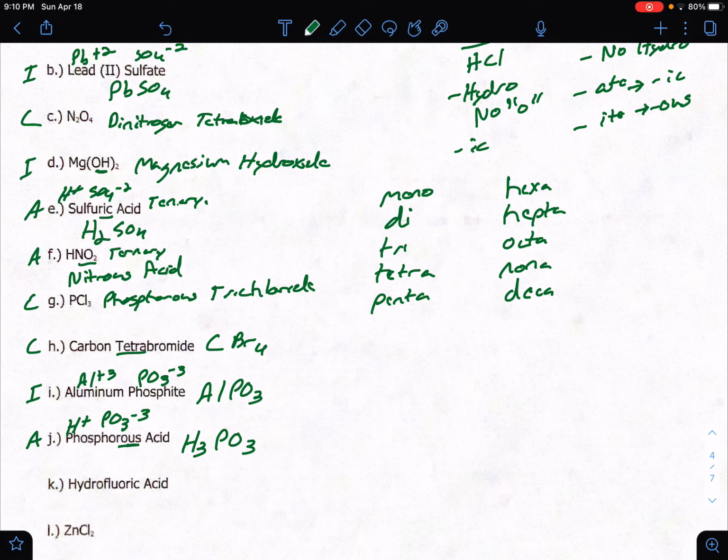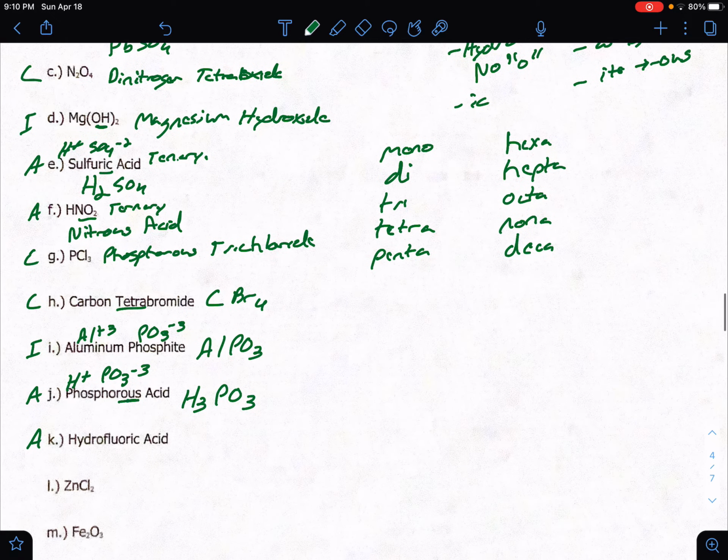Okay. Next one, hydrofluoric acid. So this is an acid. There's your term hydro. Hydro means this is binary. We have hydrogen, we know that. And that means we just have fluorine, that's it. And fluorine has a charge of -1. So this would just be HF.